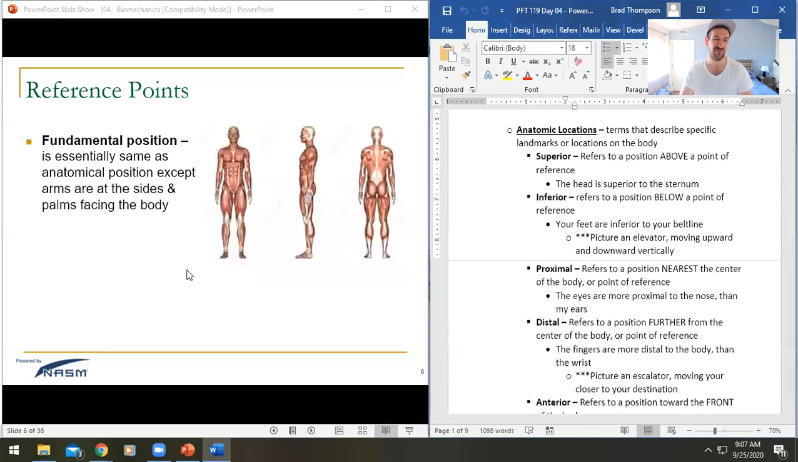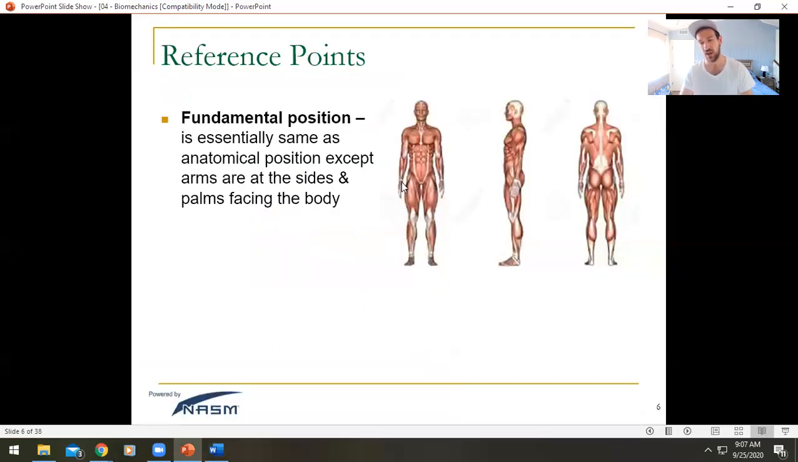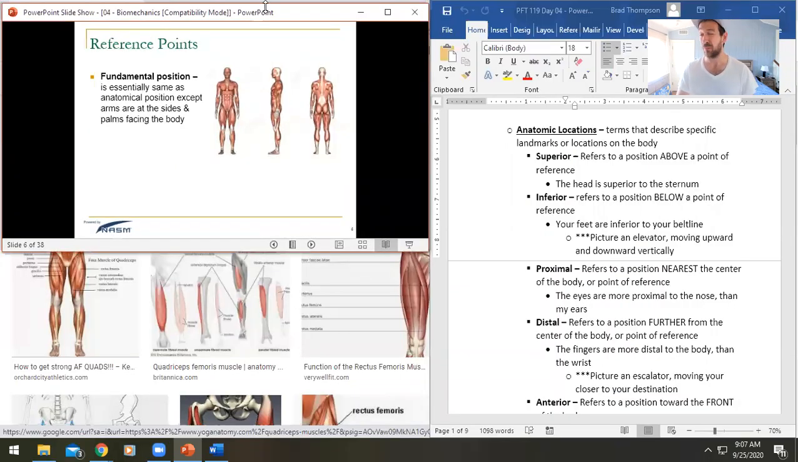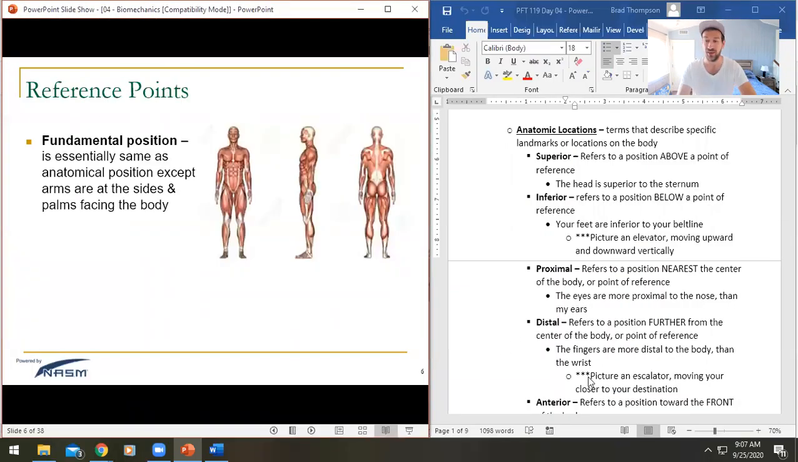All right. There is one other term you'll sometimes see, which is called the fundamental position. That's this position here with your arms. It's exactly the same, except the arms are not in this kind of awkward position. They're just resting like they normally would, the way you normally stand. That's the fundamental position. It's not a super important term, but it sometimes exists.